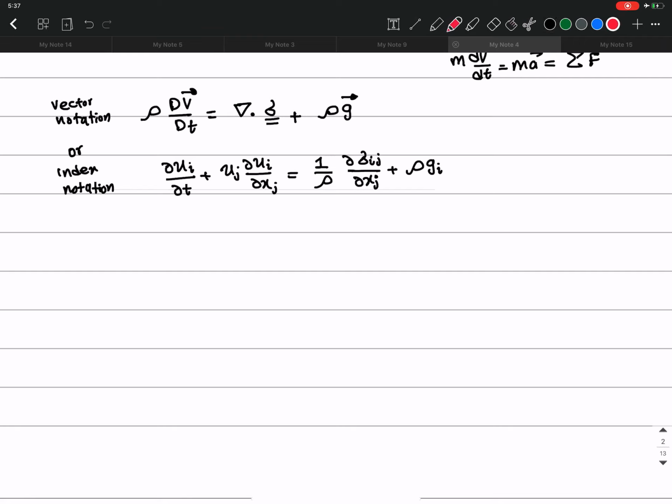So now let's see what the Cauchy stress tensor is, or in general, what a stress tensor is. We can write the stress tensor as this. Let's look at one fluid particle. Let's assume we have a fluid particle here.